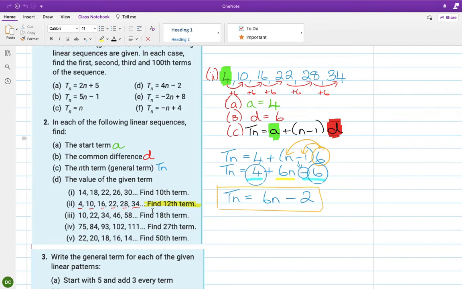You just take the 12 and you put it in there for n. So this is like what we did for homework last Wednesday. So we do 6 bracket 12 minus 2. 6 bracket 12 means 6 multiplied by 12. 6 multiplied by 12 is 72. Minus 2 is 70. Okay? Alright, we'll do another one.